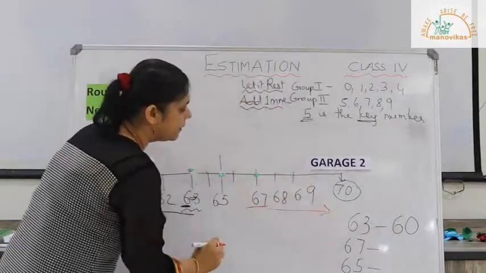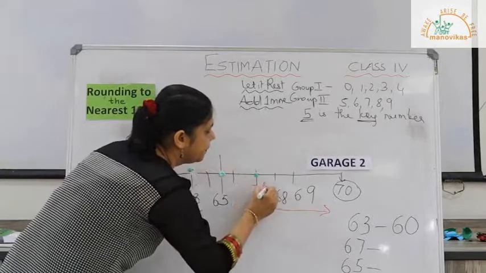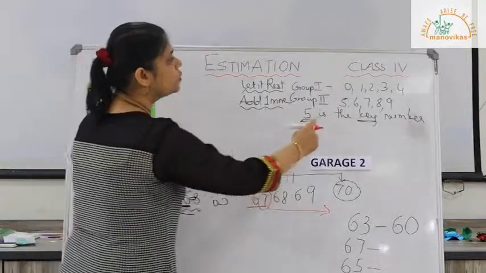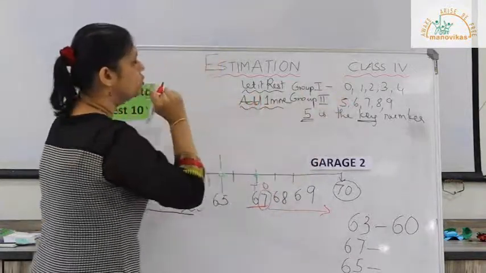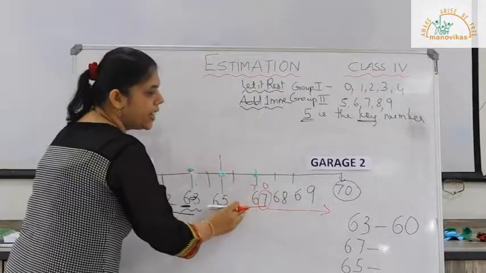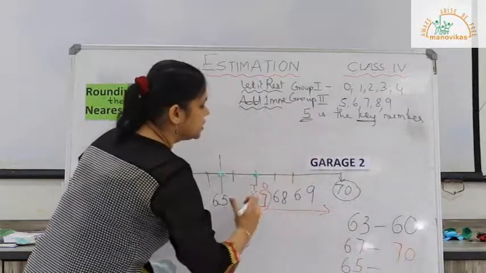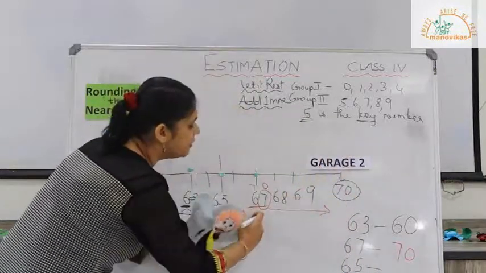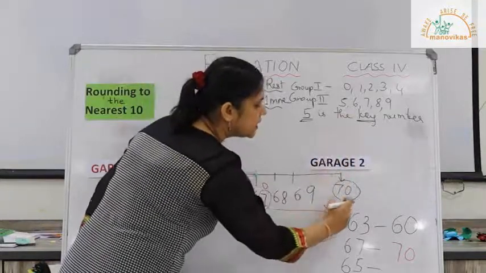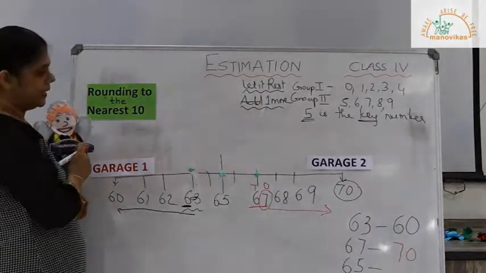So again here I will check the digit in the ones place and check in which group it is. Now this 7 belongs to which group? Group number 2. So what will happen? I will increase the tens place by 1 and it will be rounded to number 70, which is the closest. So 67 will be rounded to 70, which is the closest next 10. Now look at the third case.